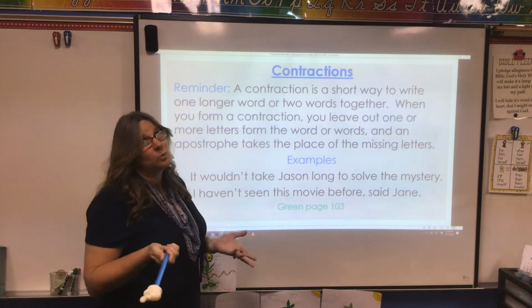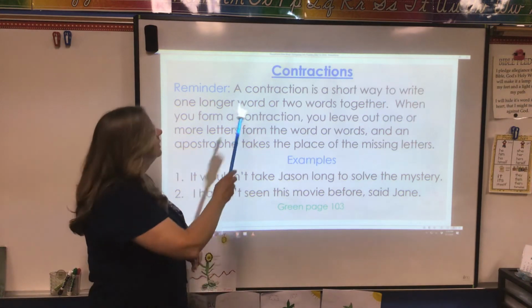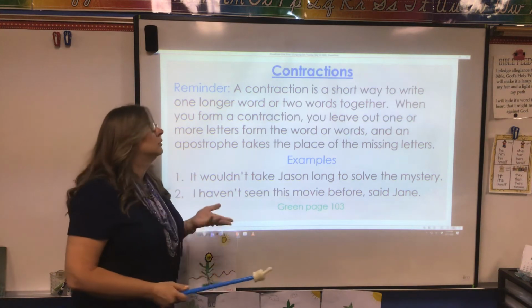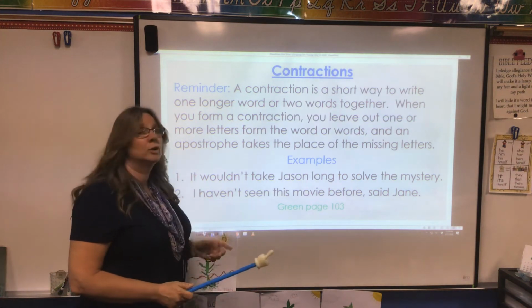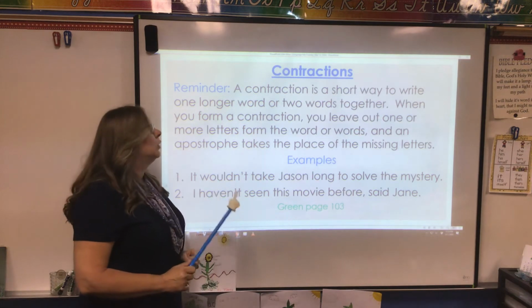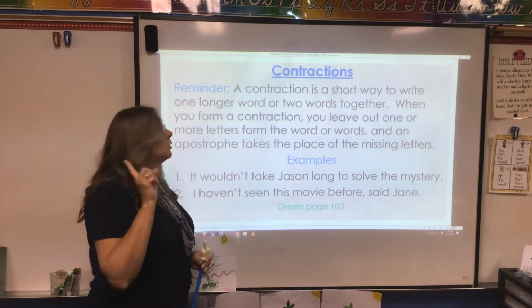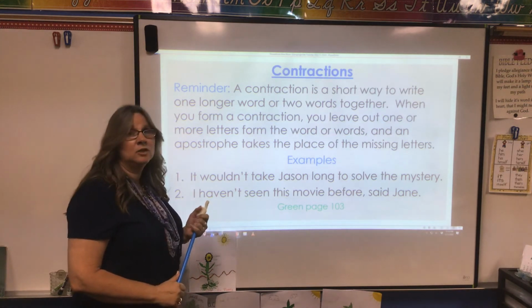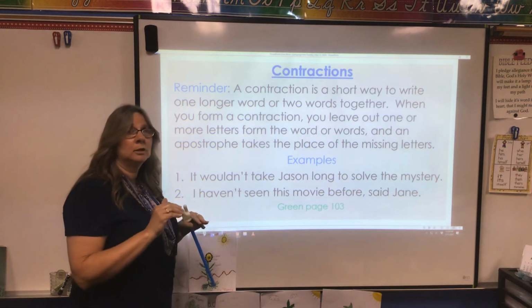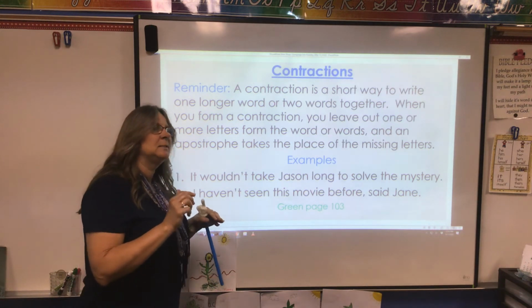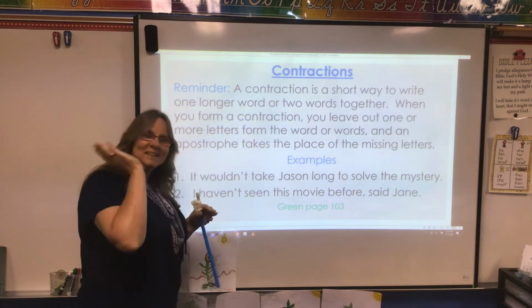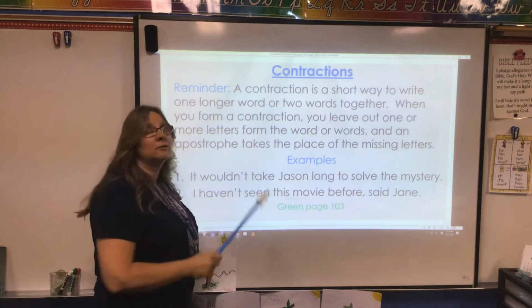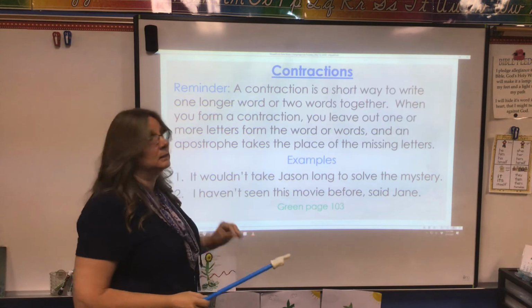A reminder on contractions. A contraction is a short way to write a longer word or two words together. When you form a contraction, you leave out one or more letters from the word or words. And you remember our little train that went, oh no, boop, and it kicked them out and put the apostrophe in there. So an apostrophe takes the place of the missing letters.